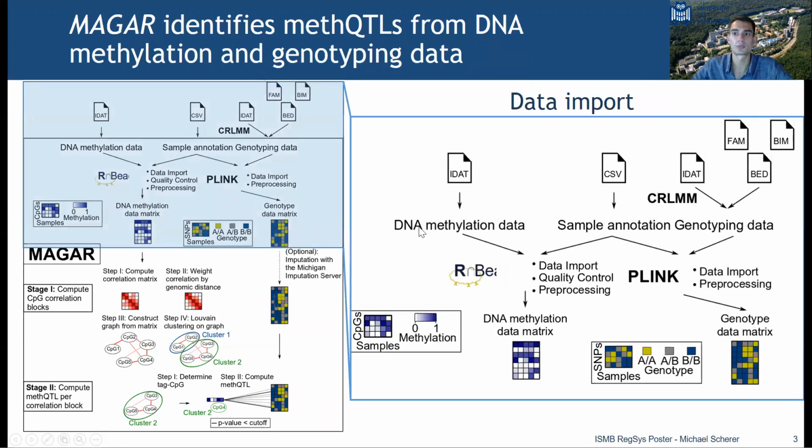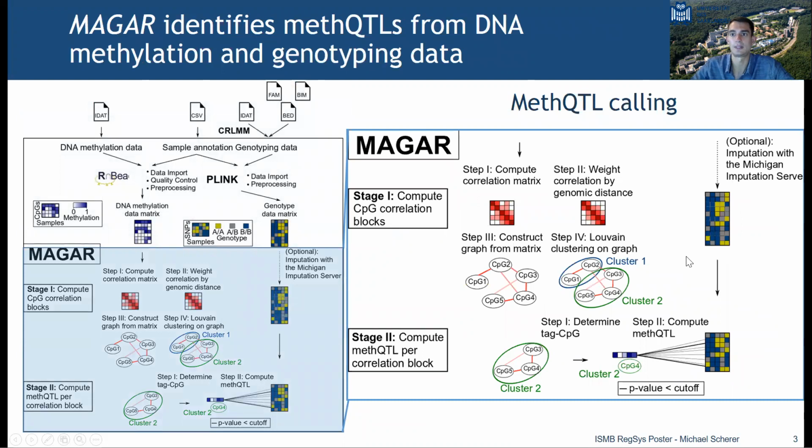We first start with the raw data, which can be either microarray based or sequencing based, and then use established tools such as RnBeads, CRLMM, or PLINK to do data import and to end up with a DNA methylation data matrix, as well as a genotype data matrix. MAGAR also supports automated imputation using the Michigan Imputation Server. Then in the second phase of the tool, we use the methQTL calling or identification process.